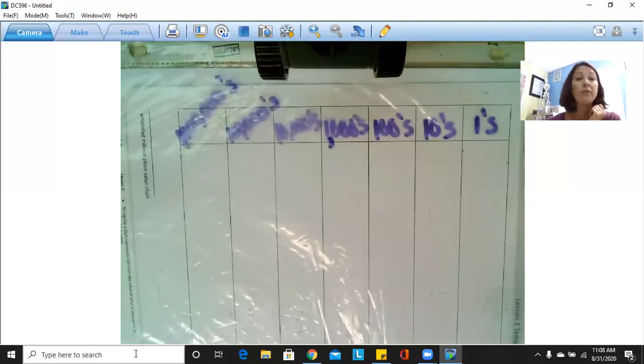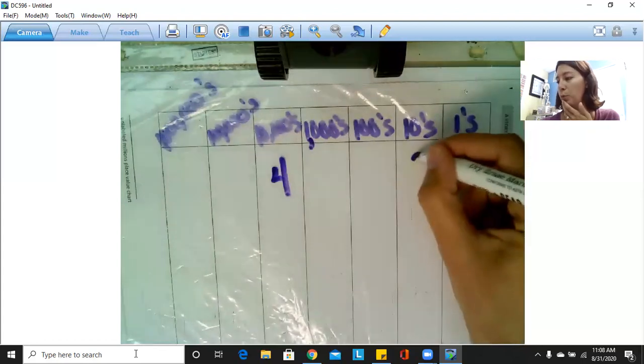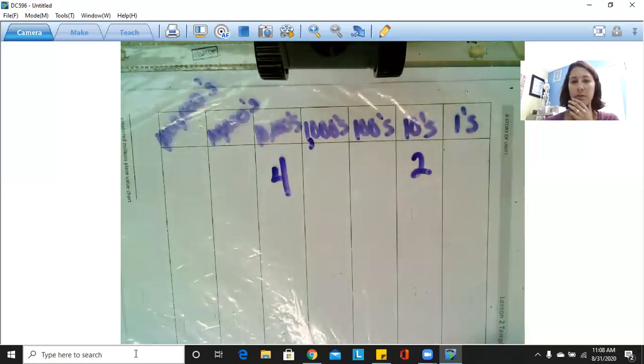Okay? Erase your board, but not the labels on your place value chart. We're going to try a different one. This time we're going to practice dividing. 4 10,000s and 2 tens divided by 10. 4 10,000s and 2 tens. Divide that by 10. Pause the video and think about it for a minute.